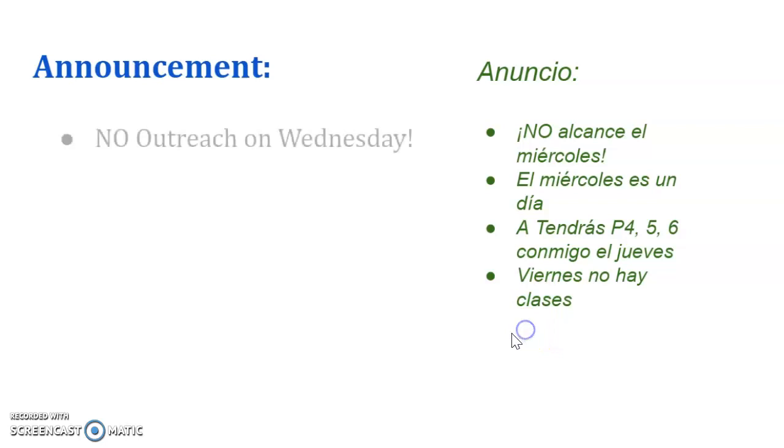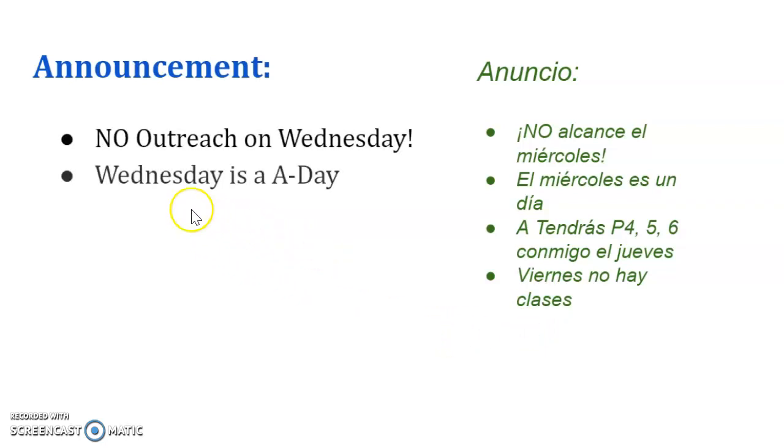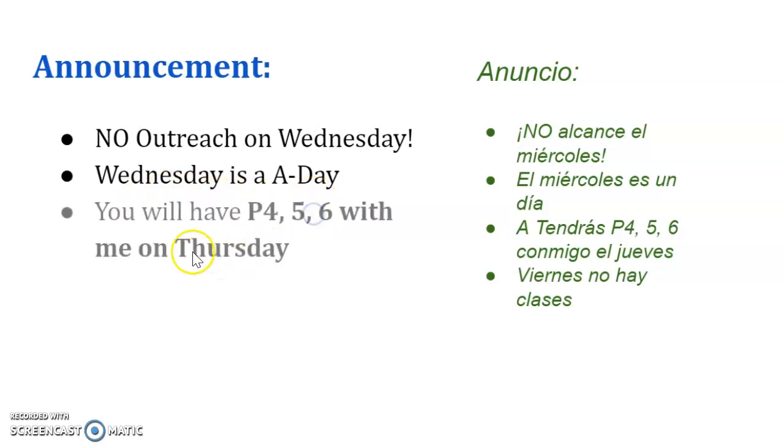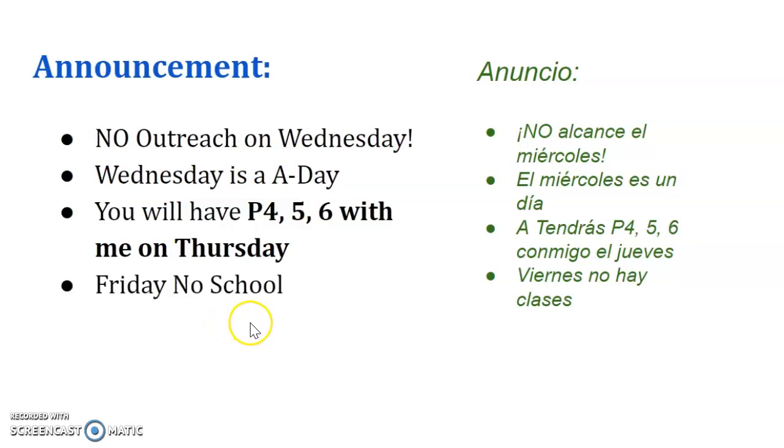Alright, announcements. There is no outreach on Wednesday. That means that Wednesday is a day. So you will have period 4, 5, and 6 with me on Thursday. On Wednesday, you'll be going to your period 1, 2, and 3, whatever they are. And instead, you're going to have Friday off. Friday is going to be your day off for you. So this week is going to be a short week.